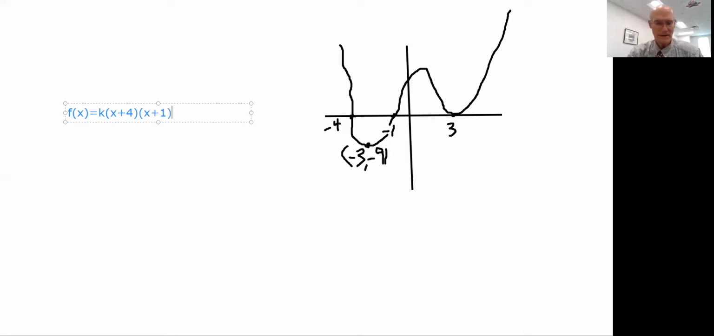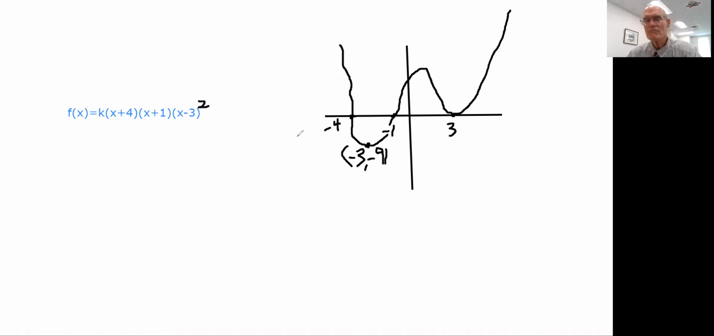Now here's the thing that you've got to make sure you understand. At 3 here, because the curve comes down and touches and goes back up, but does not go through, we have at least a double root. So it would be x minus 3, and we're going to put the square on it. I'm just going to come right down here and put the square right there.